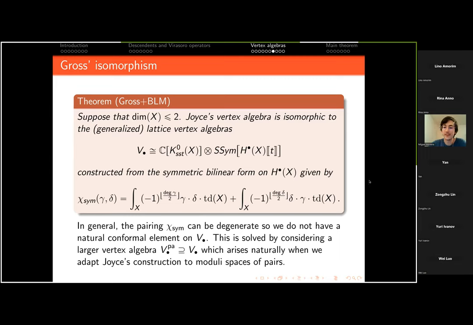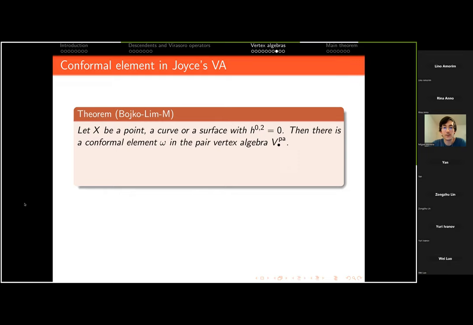And in this vertex algebra, it's still possible to describe it very explicitly in a form similar to this, but now the problem is solved: the symmetric bilinear form that you get is always non-degenerate. And so with this, we can construct the conformal elements. So the theorem is the following. Let X be a point, a curve, or a surface with p_g equals zero, that is, the Hodge number h^{0,2} equals zero. Then there is a conformal element in the pair vertex algebra.